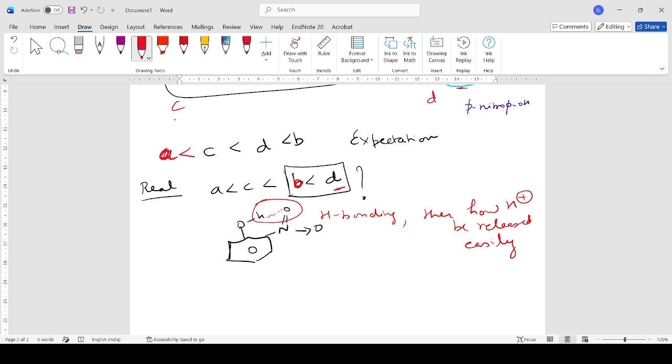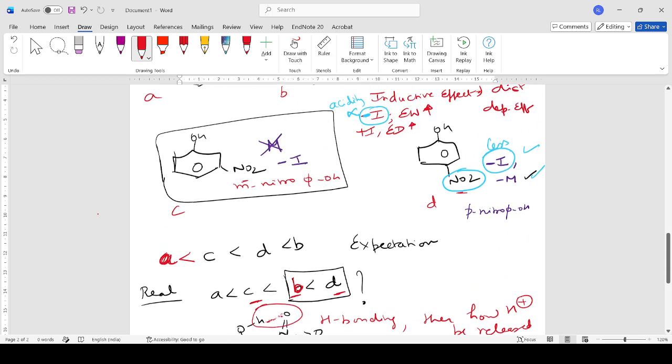Clear? Now children come with another question. Okay, ma'am. Then if it can't release H plus at all, how do you say B is greater than C? Because here the H plus is free enough to get released. There is no hydrogen bonding at all. Then C should be greater than B now. Here we are talking about the probability of forming hydrogen bonding. It doesn't mean it will definitely form hydrogen bonding. There is a possibility of forming hydrogen bonding.